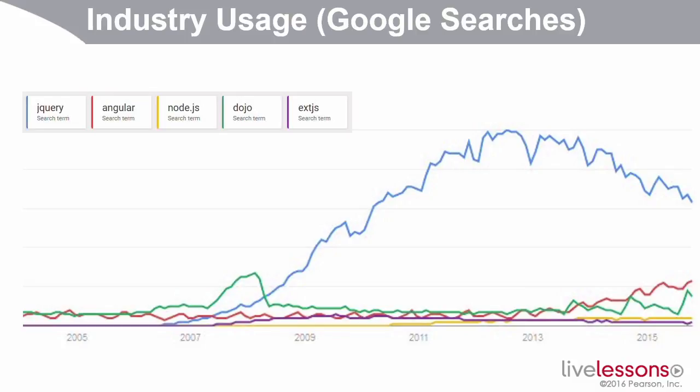Now, Angular and Node are growing. Maybe somebody else will come along and grow dramatically soon. And so if you revisit this in a year or two, the first choice, jQuery, might not be absolutely so clear.